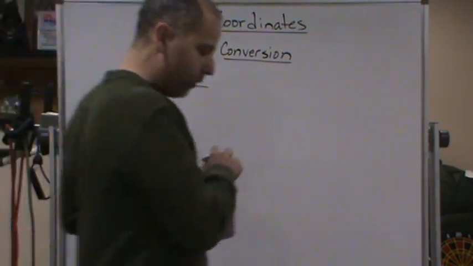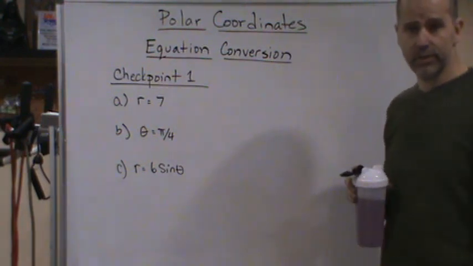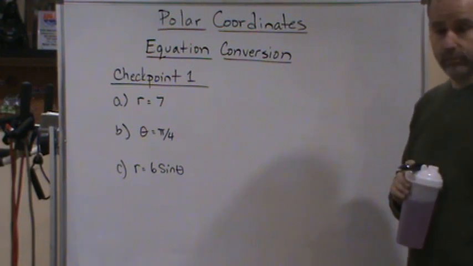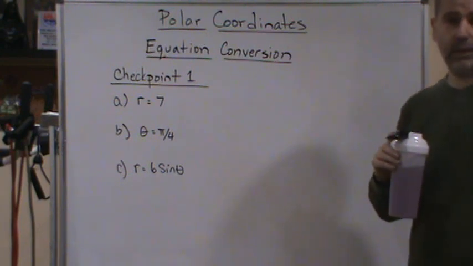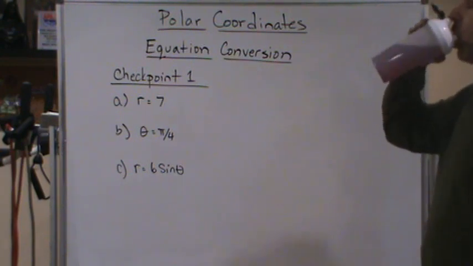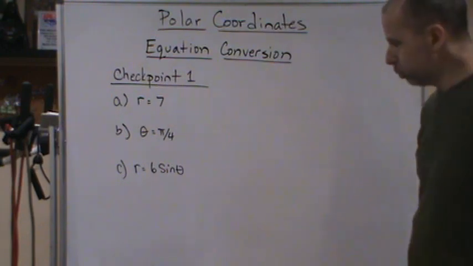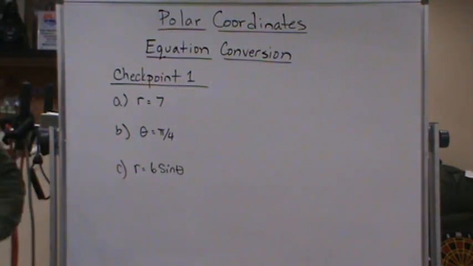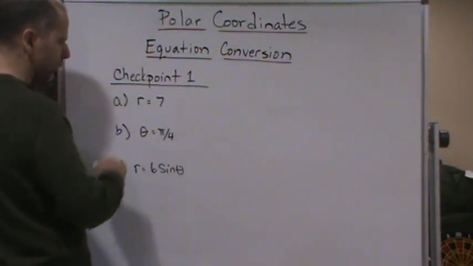All right, welcome back. Now we're going to do a checkpoint, and in this checkpoint we're going to take these equations and convert them to rectangular form. So we've got three polar equations, and we're going to rewrite them as rectangular equations. Go ahead and pause, do it on your own, and then come back and see if you got the same answers.